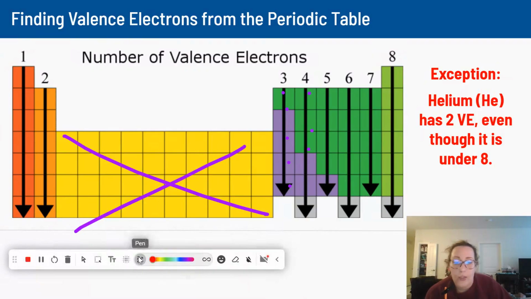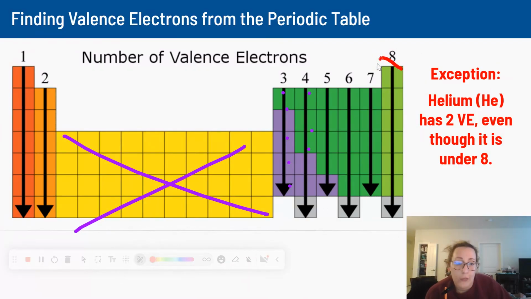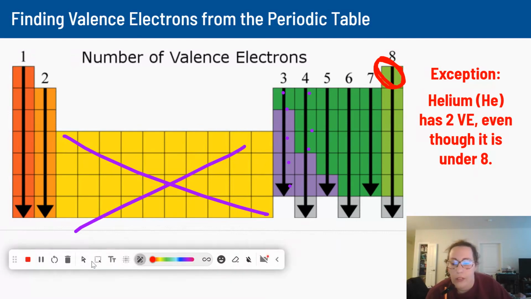There is one exception, and that is helium. Helium is found right here under 8, but it actually only has 2 valence electrons. And the reason it's under 8 with only 2 is because it has the same properties as everything else in that group. So that's the one that you're going to have to remember is slightly different and doesn't follow the pattern for valence electrons.